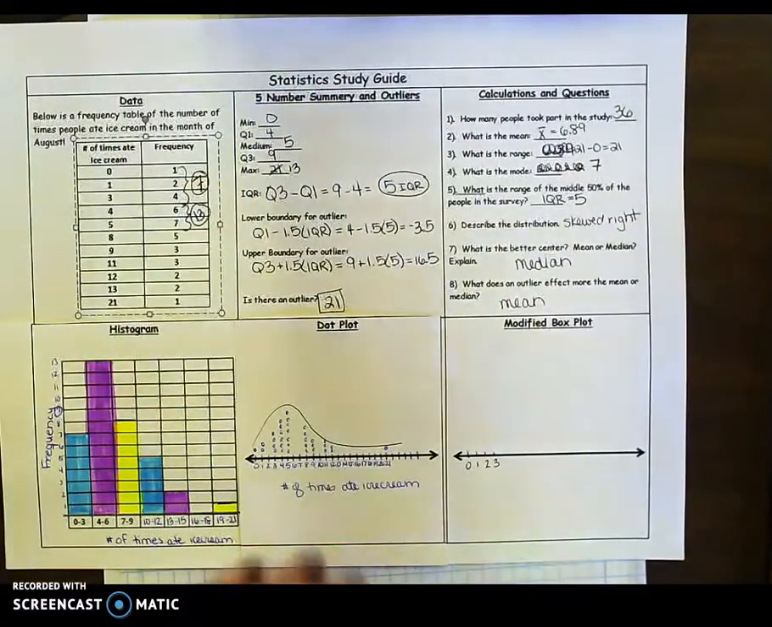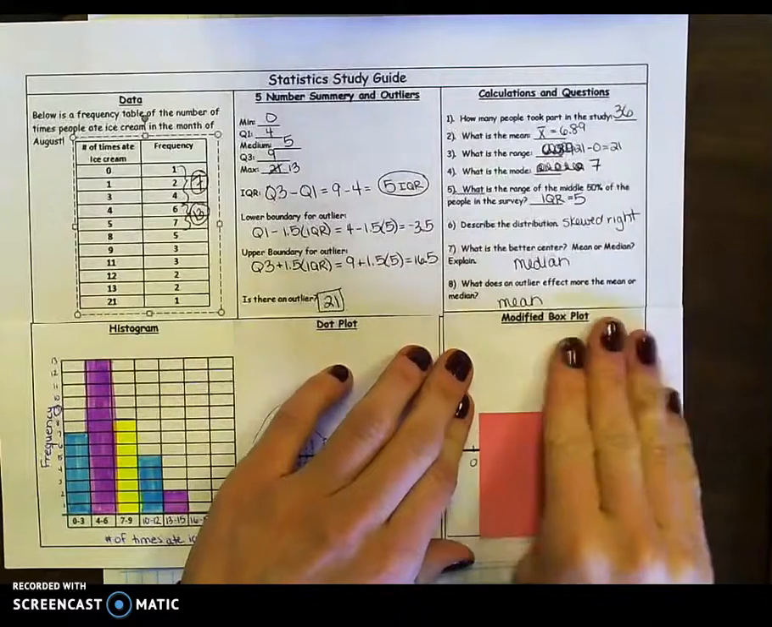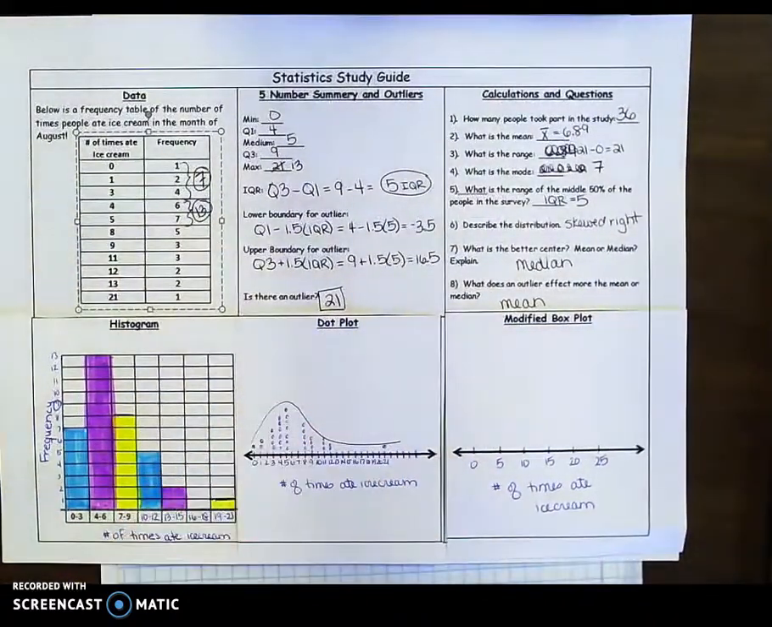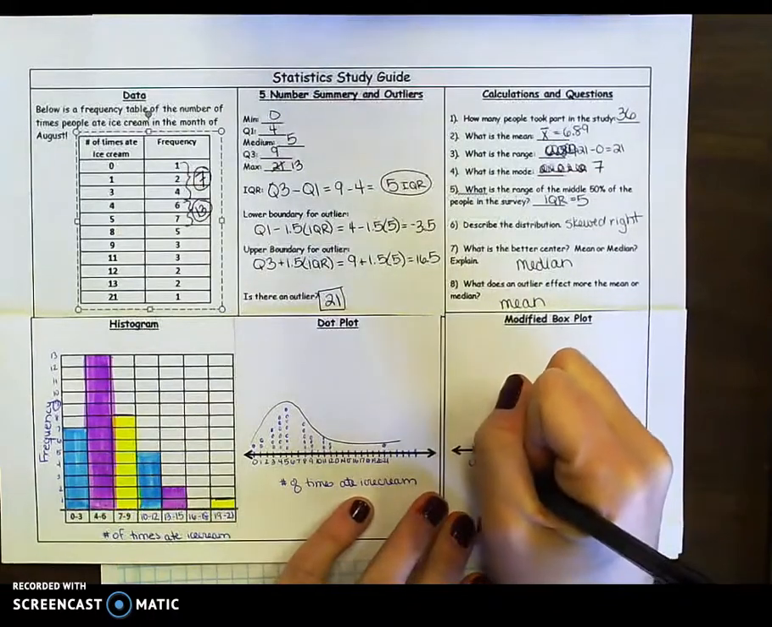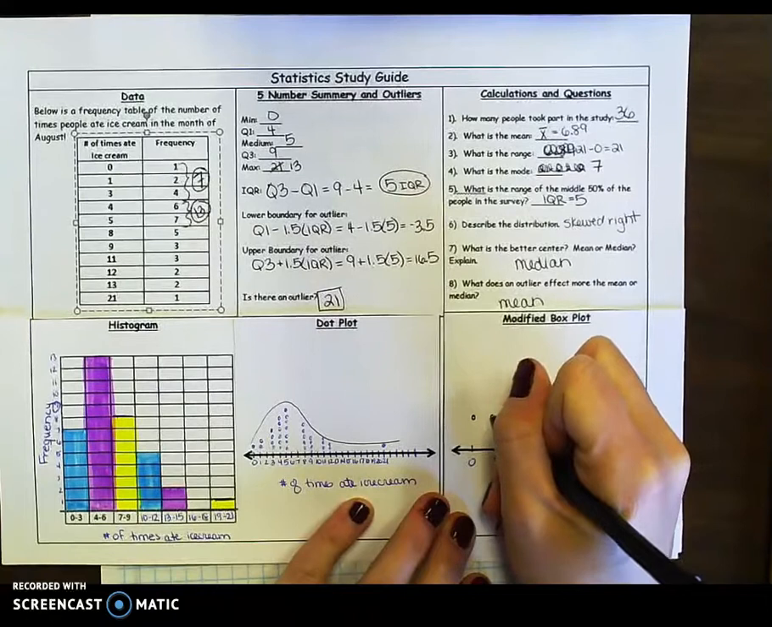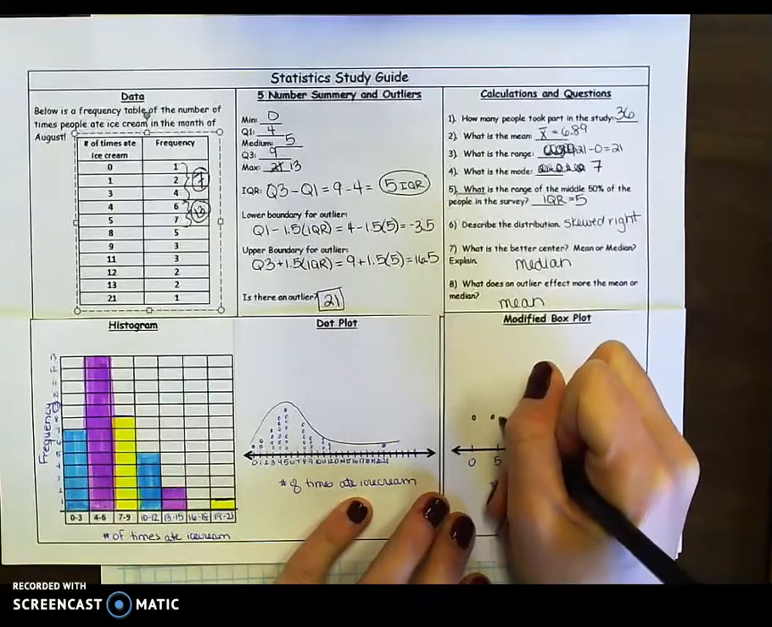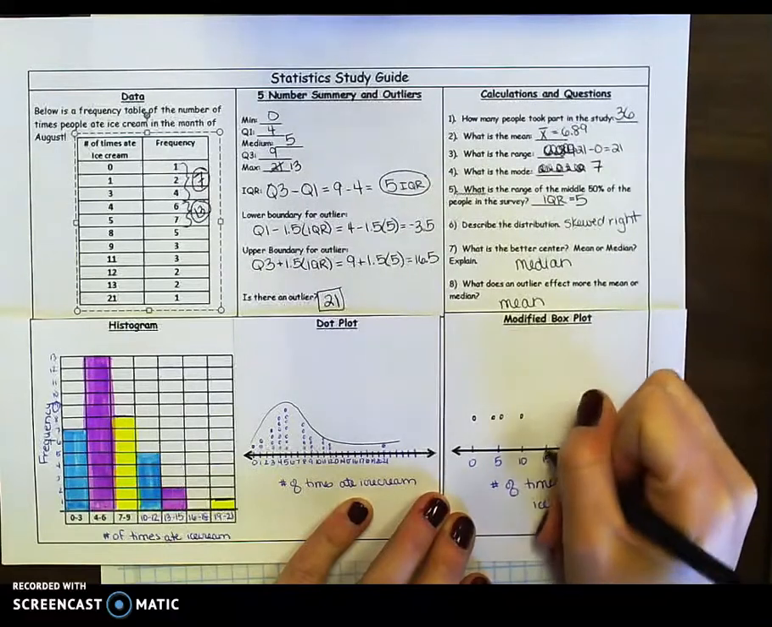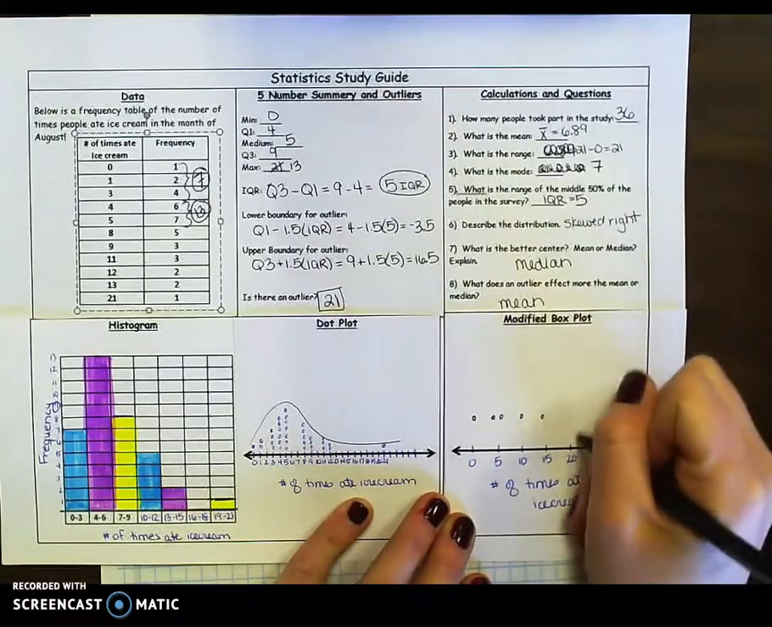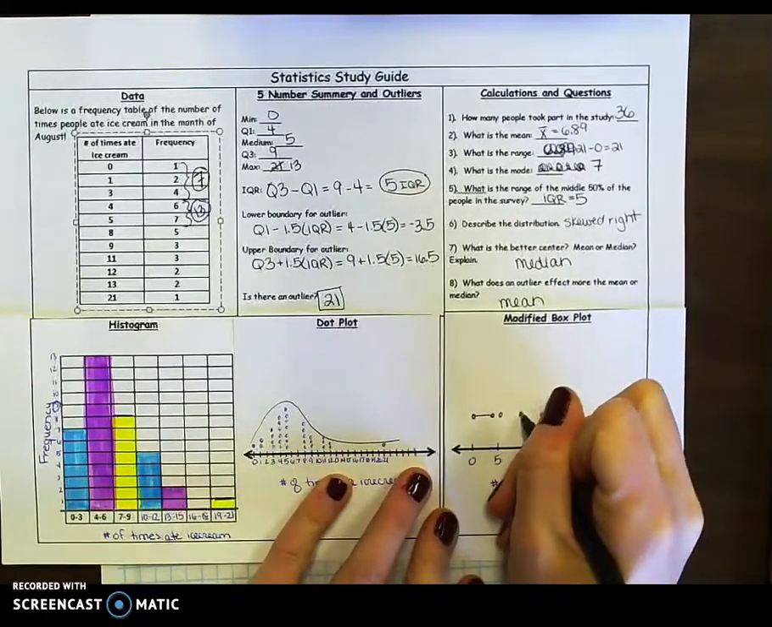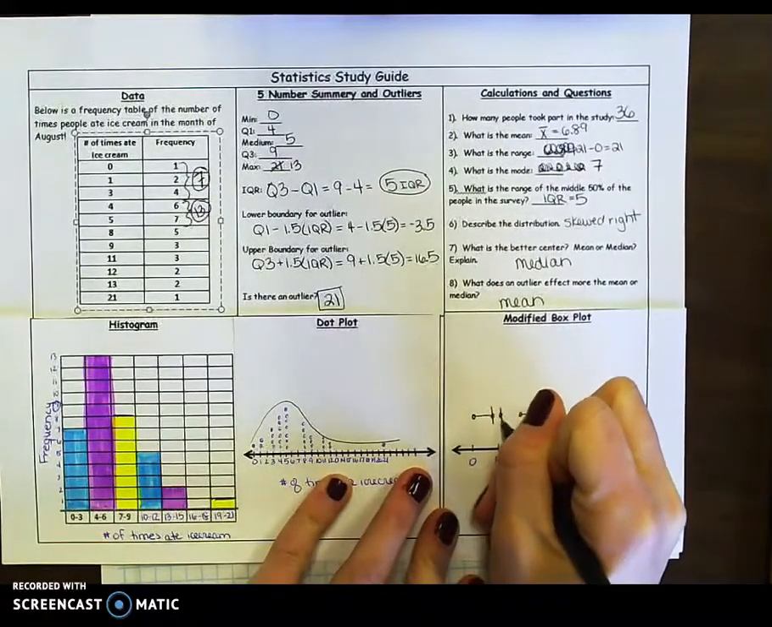All right, so go ahead, draw your modified box plot, and I'll put one here so you can check your work. Oh, I haven't put it there, so let's go ahead. So above 0 gets a point, above 4, 5, 9, 13, and then 21 is going to get a little star. I can then draw my box plot.